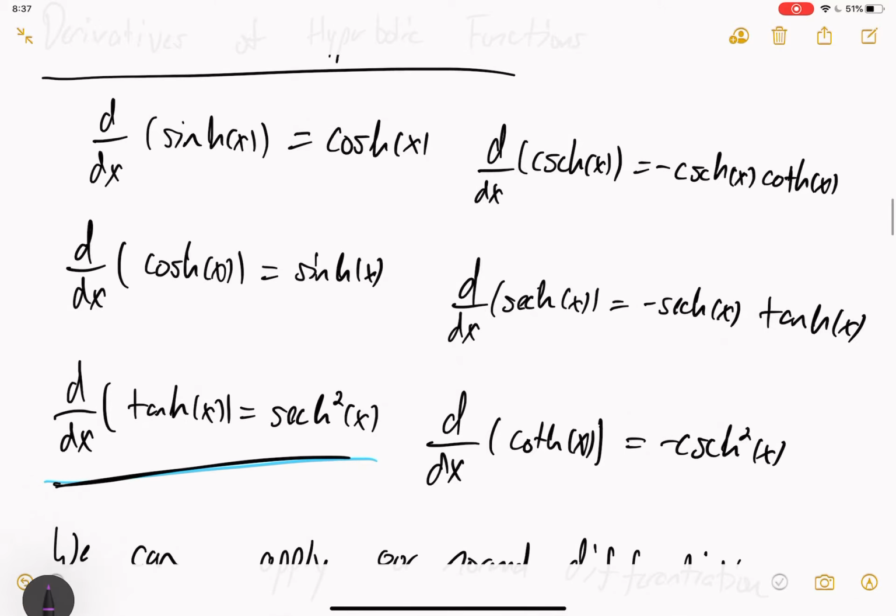So this is basically just a list of tables again. Derivative of sinh of x is cosh, derivative of cosh is sinh. This is kind of where it gets pretty similar. So the derivative of hyperbolic tangent is just going to be sech squared of x. Then likewise for all the other ones as well. I think the only difference is that the derivative of secant normally is secant tangent, but here it's going to be negative.